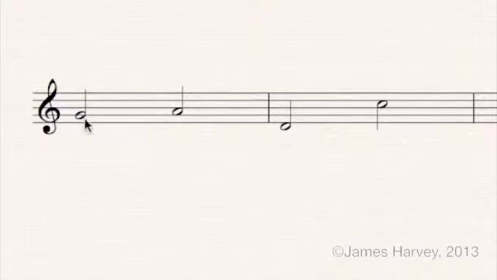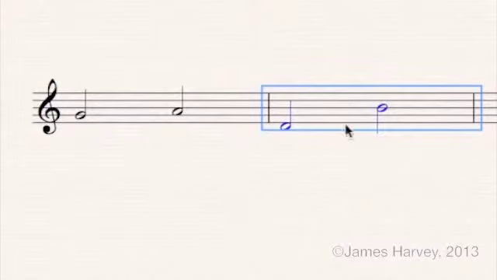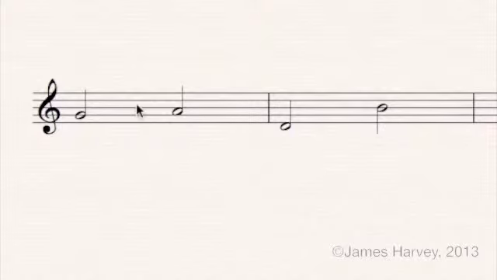So because this is a second, the first pitch is on a line, the second pitch will be on a space. If the first pitch is in a space, like this D, and it's an even numbered interval, like a sixth, such as this, the second pitch will be on a line. So you can use that just as a little trick.